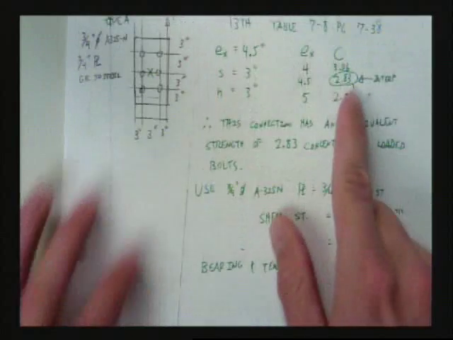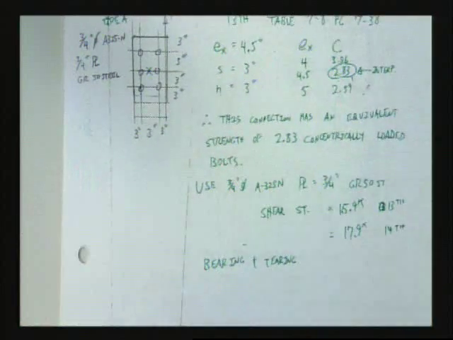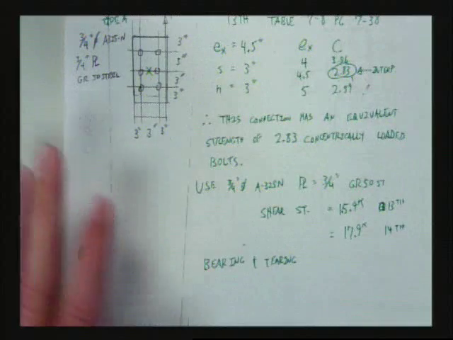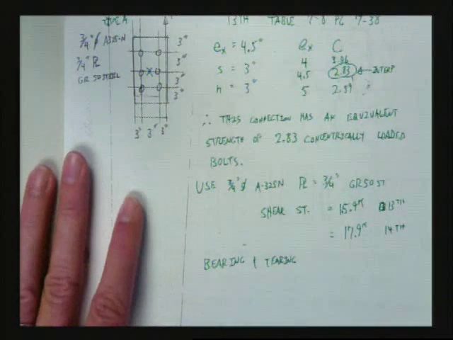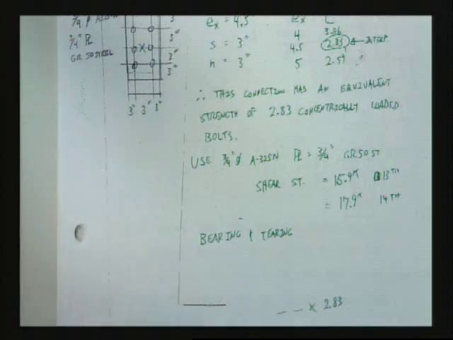Okay, so we did that. We used interpolation and found 2.83. I said, therefore, the connection has an equivalent strength of 2.83 concentrically loaded bolts. So now we're going to start finding capacities. I start out here and say, well, they're 3/4 inch diameter bolts.